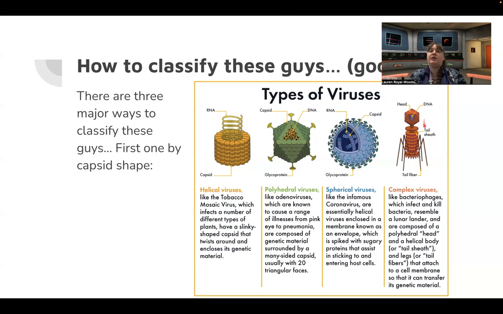Anyway, now, complex viruses are the freaks. These things look like absolute aliens. These are bacteriophages for the most part. They look like lunar landers. They've got a head with the DNA, a tail sheath, and tail fibers, which look like legs, and they attach so it can transfer the genetic material. So basically, it's like its own injection thing. It lands, injects its DNA, and then falls away. Think of an evil lunar lander, and that's basically what a complex virus is.